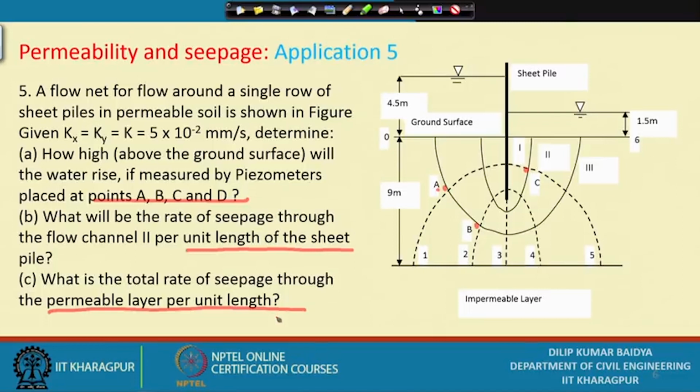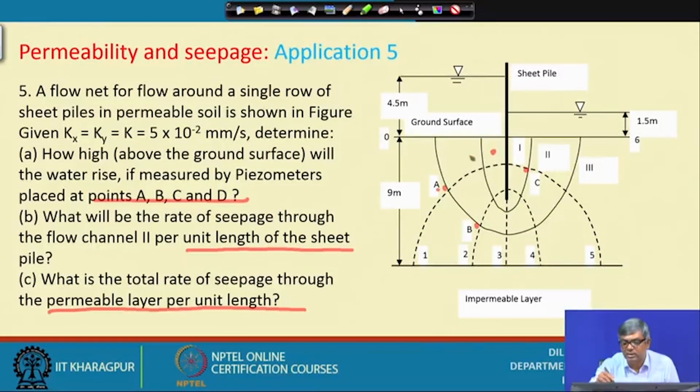You can see there is one flow channel, second flow channel, 3 flow channels that I can consider. How many drops? 1 drop, 2 drops, 3 drops, 4 drops, 5 drops, 6 drops. So, the number of drops ND is 6, and NF is 3. These are the observations we can see from this diagram.